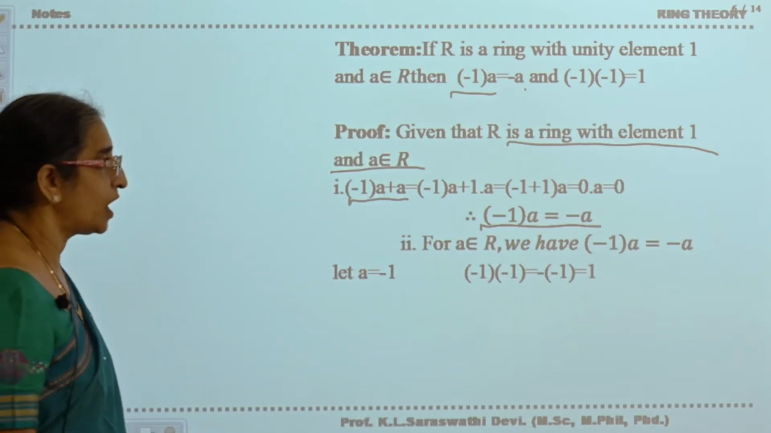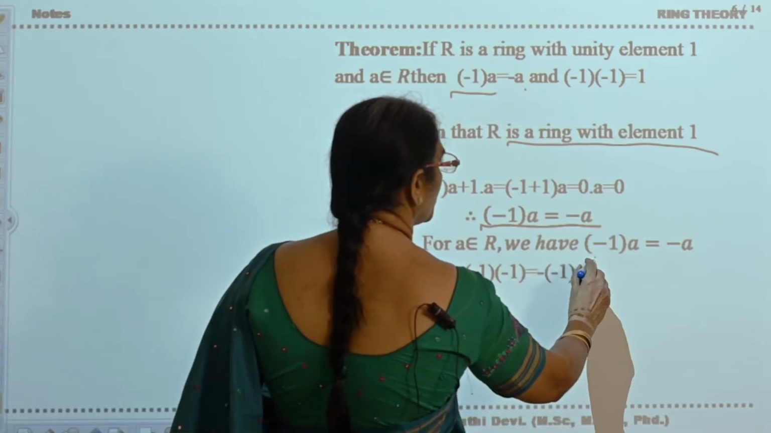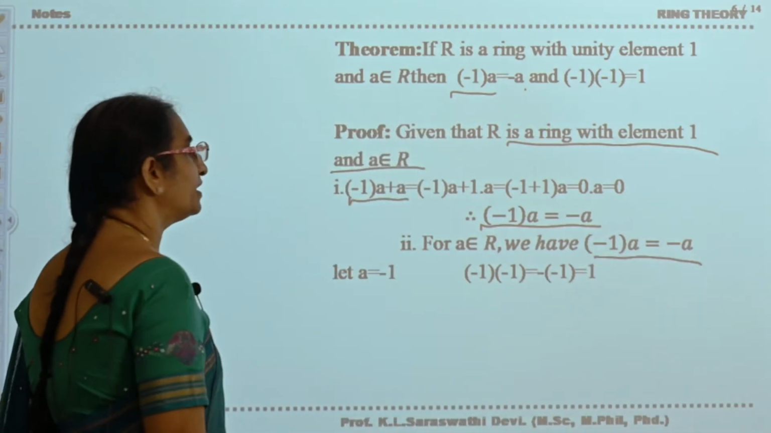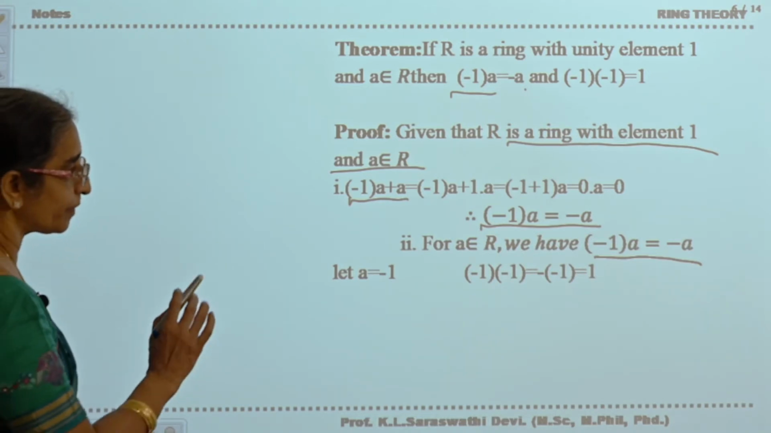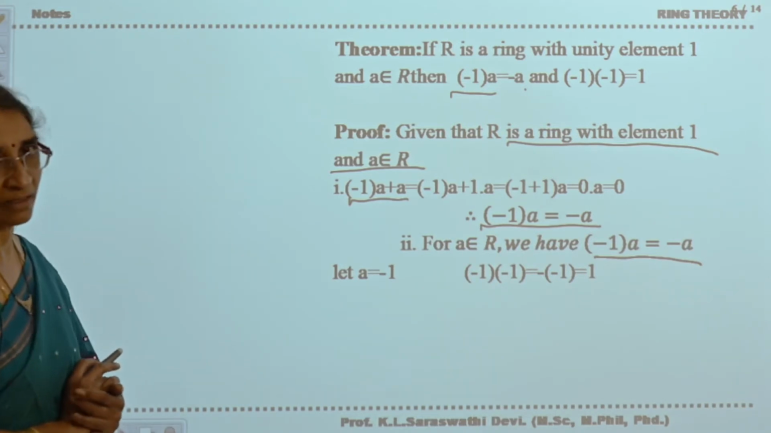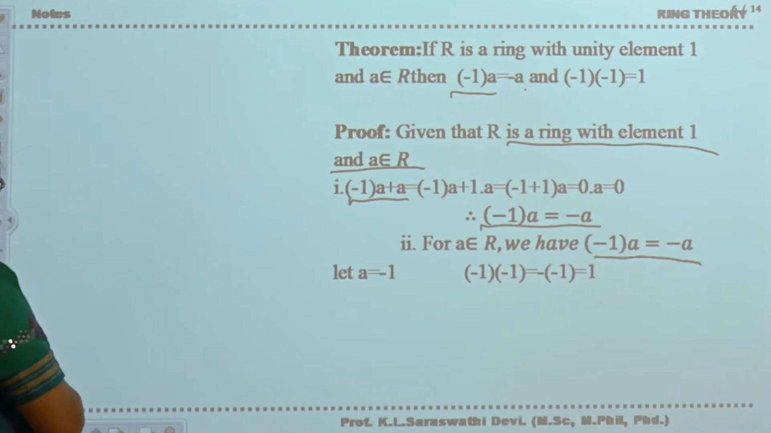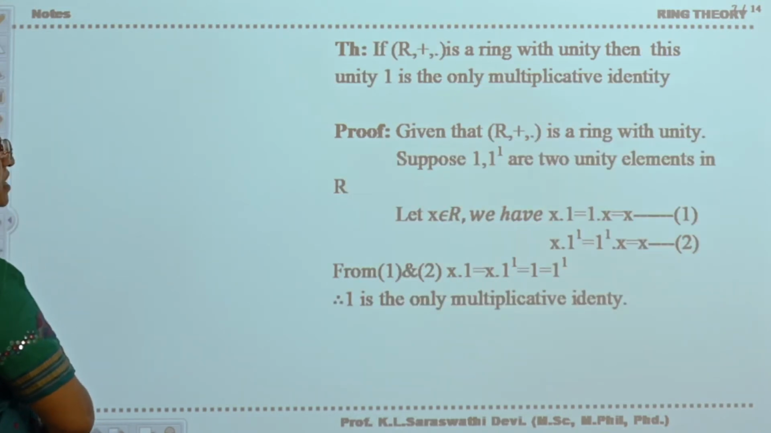A belongs to R, we have minus 1 into A is equal to minus A. Let A is equal to minus 1. So, minus 1 into minus 1 is equal to minus of minus 1, that is equal to 1. Too simple it is. Now, see the next property.